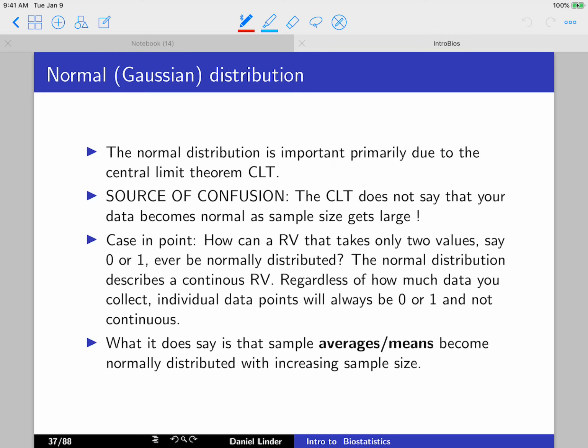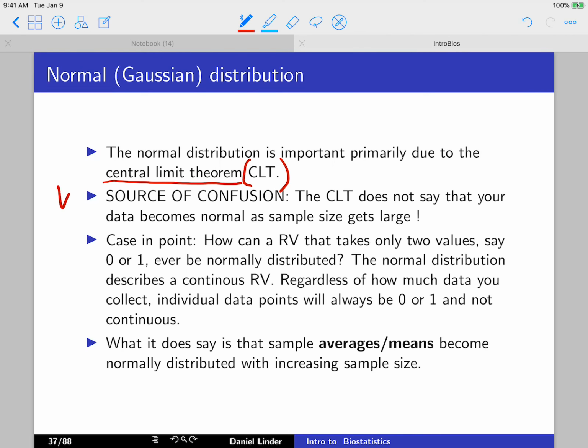So why is the normal or Gaussian distribution so important in statistics? Well, the primary reason, and you may have heard of this before, is the central limit theorem, abbreviated CLT. One thing I do want to point out before we move on is there's a lot of confusion about what the central limit theorem is. It's a huge source of confusion in applied statistics. So I guess first I should say what the central limit theorem doesn't say.